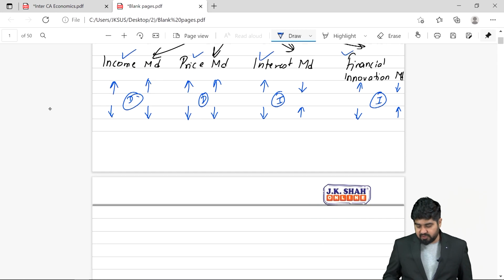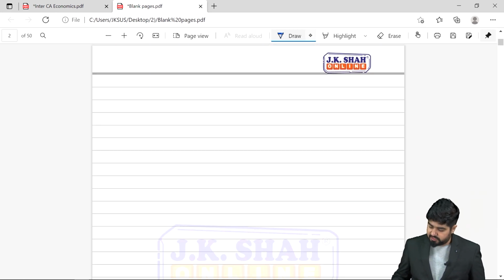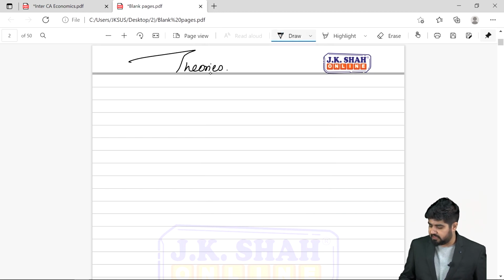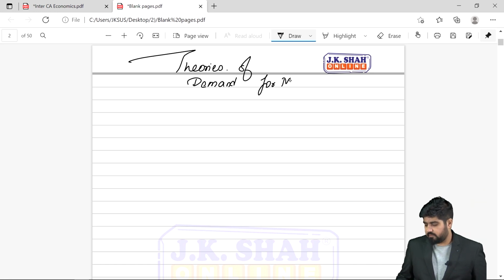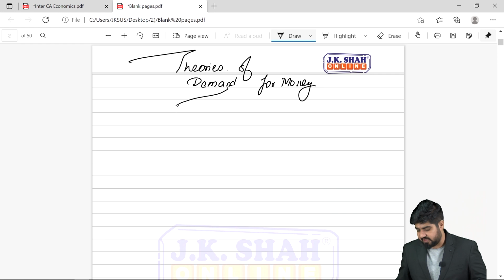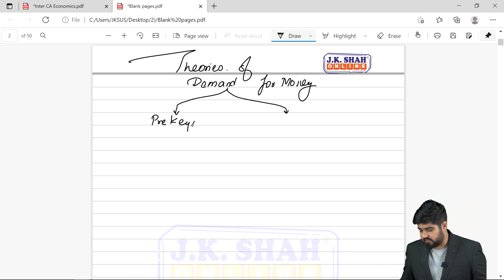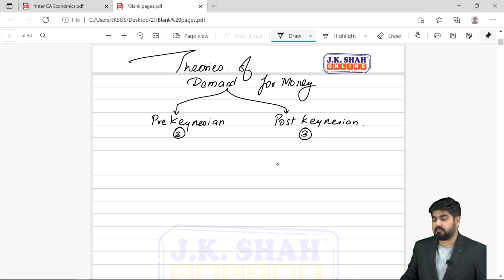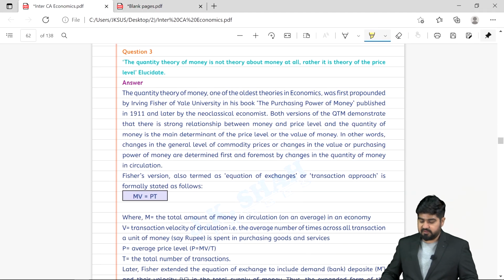Now let's go on to the third and final one, but the largest one. It is nothing but theories of demand for money. Theories of demand for money, friends, are going to be divided, as I have already mentioned, into two parts. First one, pre-Keynesian, and next one, post-Keynesian. There are three theories in pre-Keynesian, three in post-Keynesian. Okay, so let's begin with the first one.